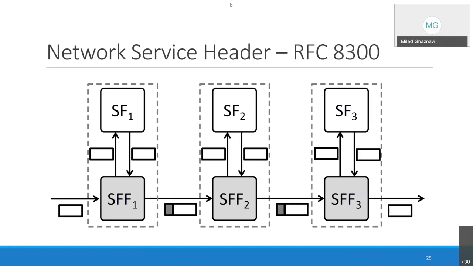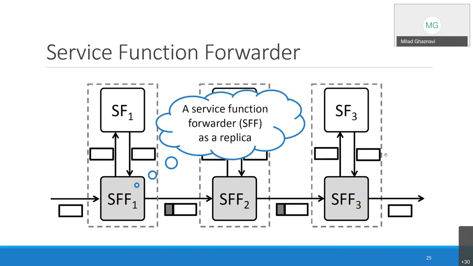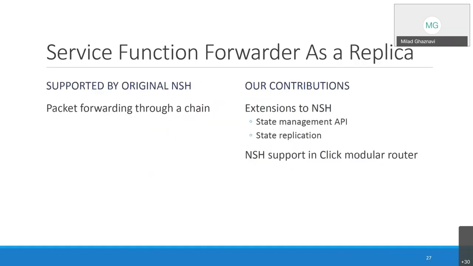Okay, thanks. So NSH has three main components: service function forwarder, service function, which is as before, and NSH packets. The service function forwarder can implement a replica. Currently, NSH supports packet forwarding through the chain, but our ongoing work is extending the service function forwarder to also provide a state management API and state replication. And we add the support of NSH into the Click modular router.